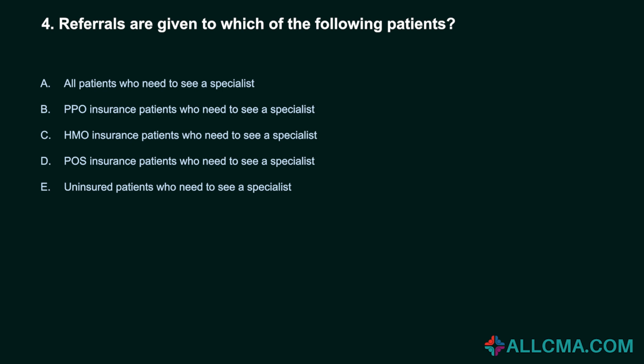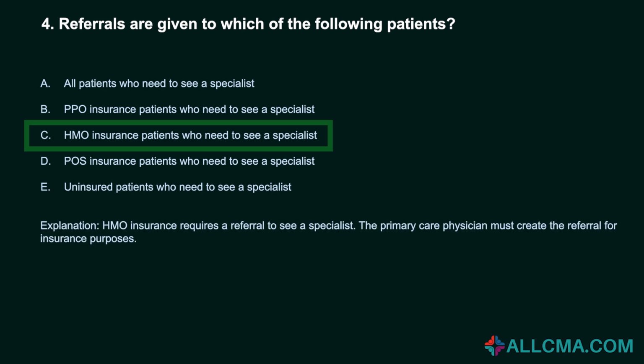4. Referrals are given to which of the following patients? A. All patients who need to see a specialist. B. PPO insurance patients who need to see a specialist. C. HMO insurance patients who need to see a specialist. D. POS insurance patients who need to see a specialist. E. Uninsured patients who need to see a specialist. Correct answer, C. HMO insurance patients who need to see a specialist. HMO insurance requires a referral to see a specialist. The primary care physician must create the referral for insurance purposes.